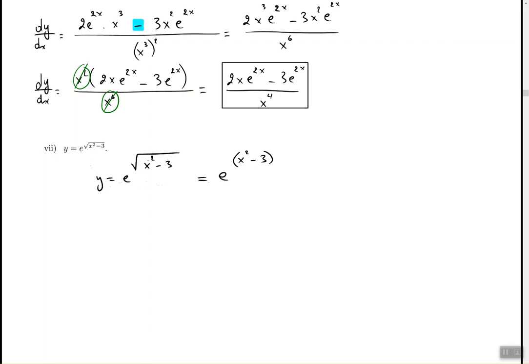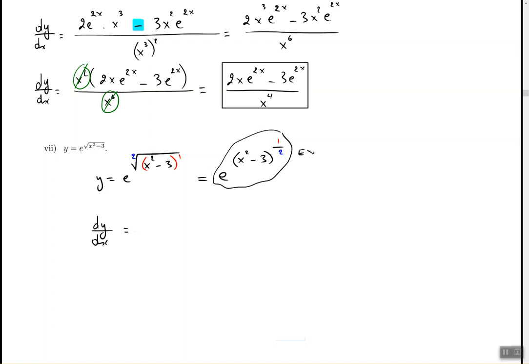Well, the exponent is going to be 1 divided by the index, and in this case the index is 2. So instead of having the square root of x squared minus 3, we can write down a fraction, put the 1 on top, and put the 2 on the bottom in the denominator. And so now that we have rewritten the problem, it makes it a little bit easier to find the derivative, the dy over dx.